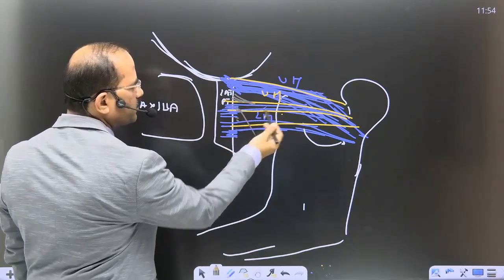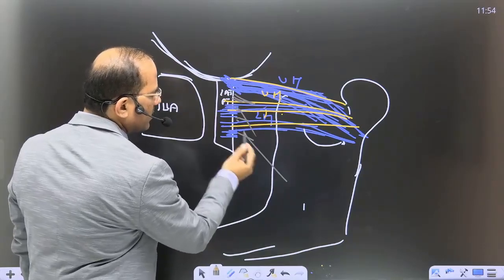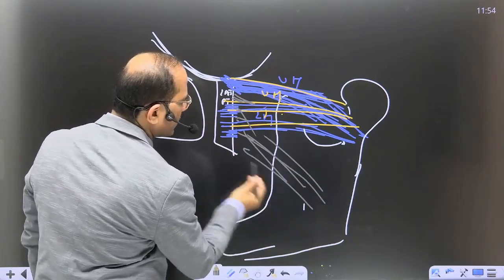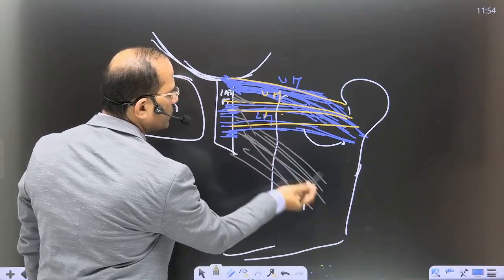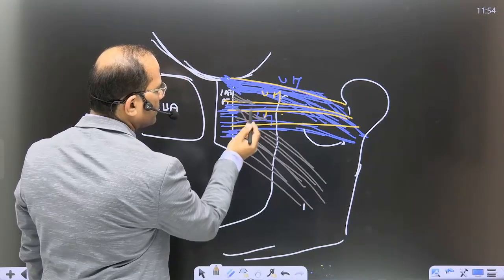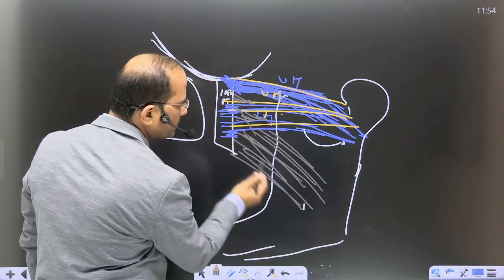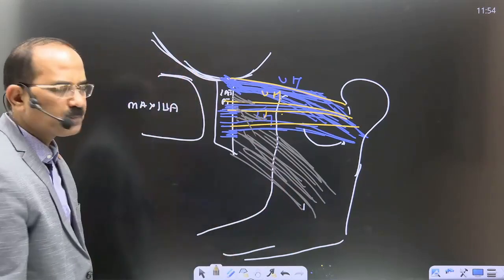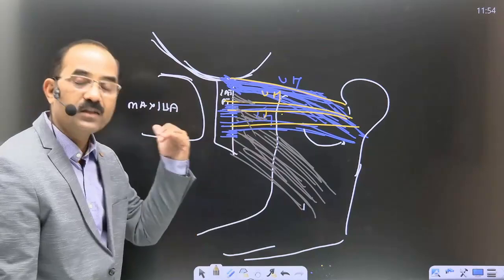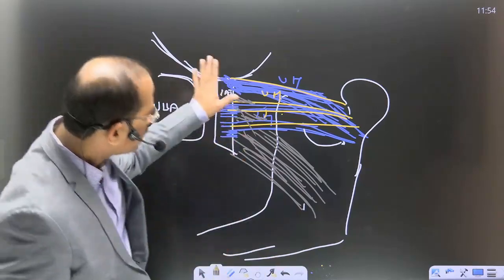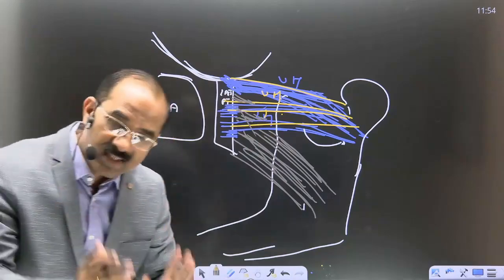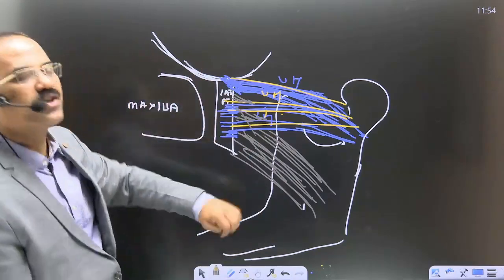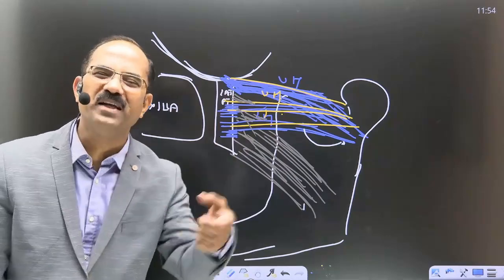Now, this is deep to the lateral pterygoid. What is this? The inner surface, or the medial surface, of the lateral pterygoid plate gives origin to the medial pterygoid. That's a medial pterygoid muscle. This is what we call the deep head of medial pterygoid. So the deep head of medial pterygoid arises from the medial aspect of the lateral pterygoid plate.